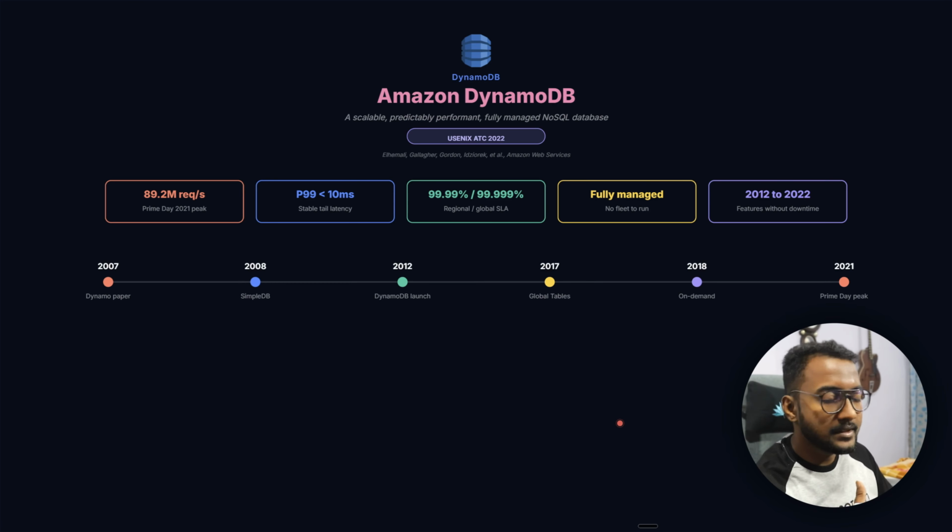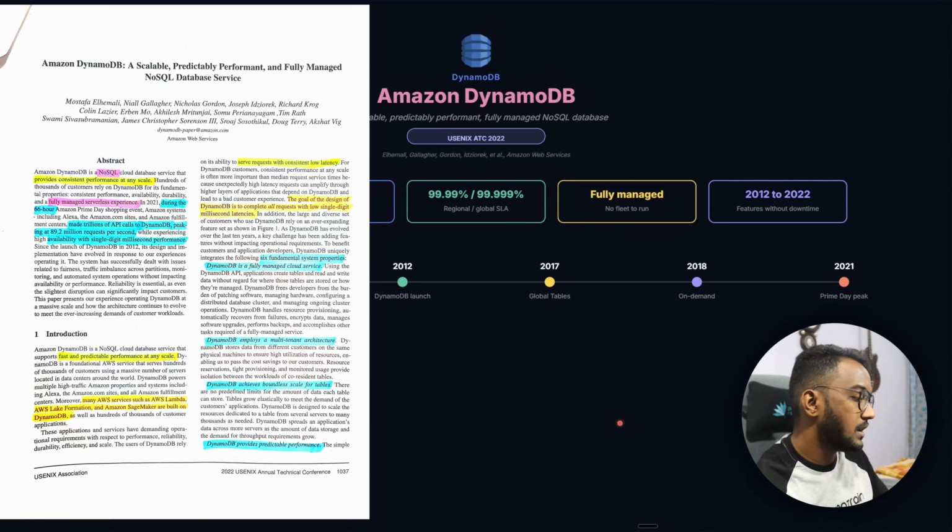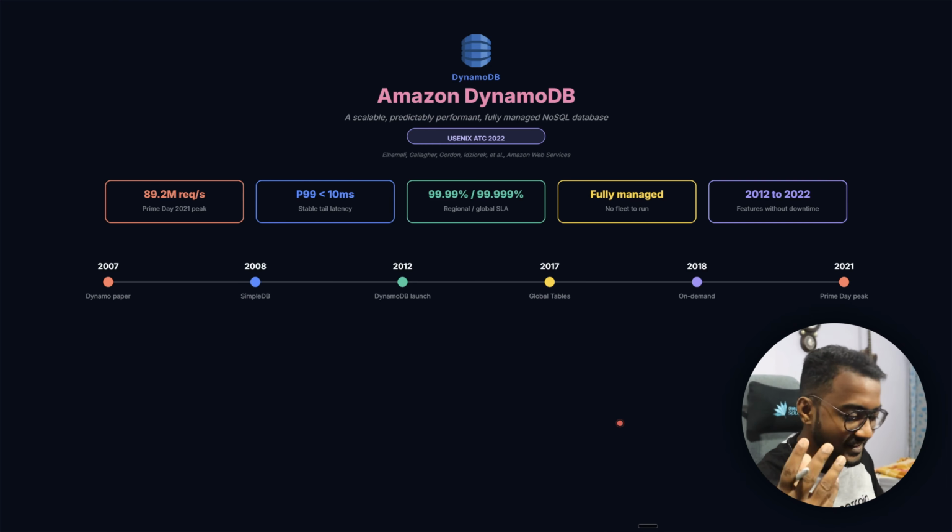All right, so let's start with the paper first. The paper starts with the abstract section on page 1, and the first line itself says that Amazon DynamoDB is a NoSQL cloud database service that provides consistent performance at any scale. There are so many interesting things in this one single line that I will tell you.